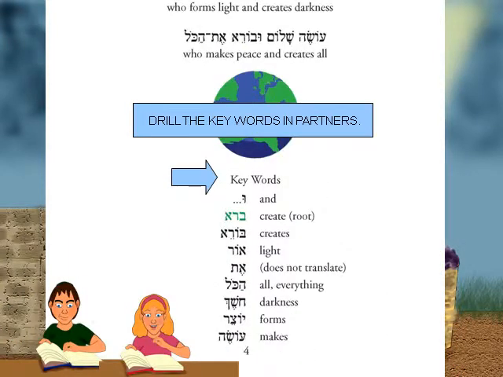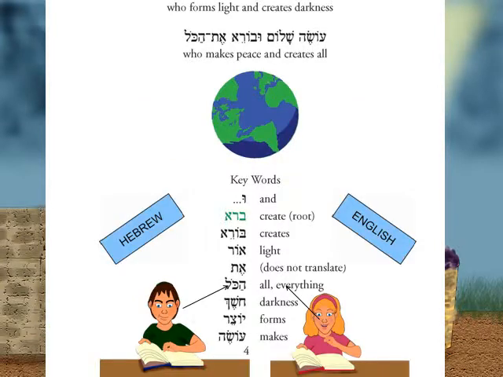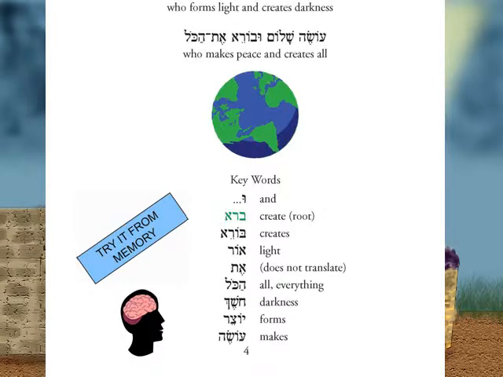Now divide them into partners and have them drill the key words with each other. First, one can recite the Hebrew words, with the other responding with the English translations. Then the other can recite the English words, with the first responding with the Hebrew translations. Then one can close their module and try and do it by heart. They can spend 15-20 minutes easily drilling each other on these words.